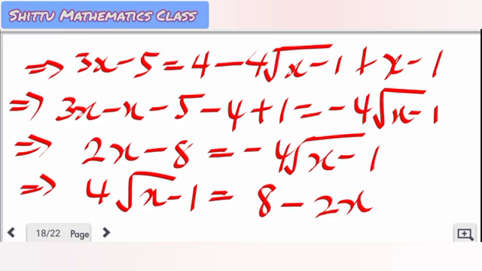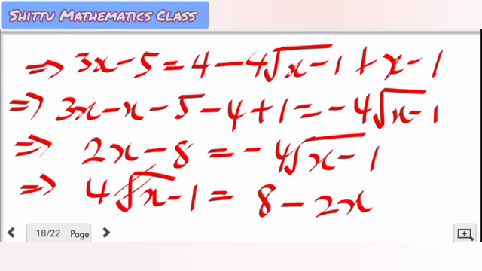So now from there, the next thing we are going to do is still take the square of both sides, so that we'll be able to take charge of this, that is, to eliminate the radical sign.